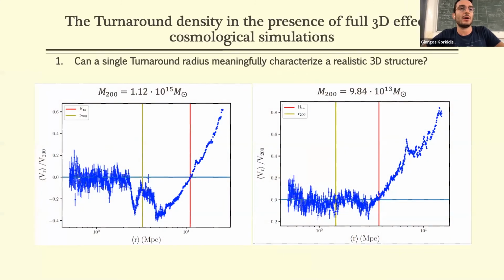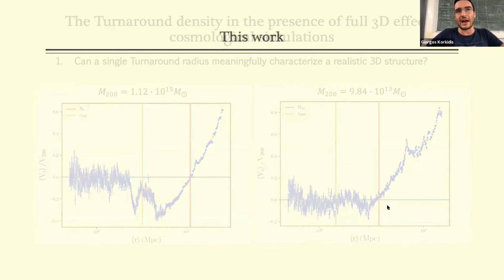So the way in which I measure the turnaround radius is that I go to radial velocity profiles like the ones that I show here. Essentially, I find where two points cross the zero line, the zero velocity line. I draw a line there and find its intersection with the zero line. The error comes from the error of this intersect. So it will be driven by the error of the points, of the velocities. But it so happens to be so small that it's not very visible.